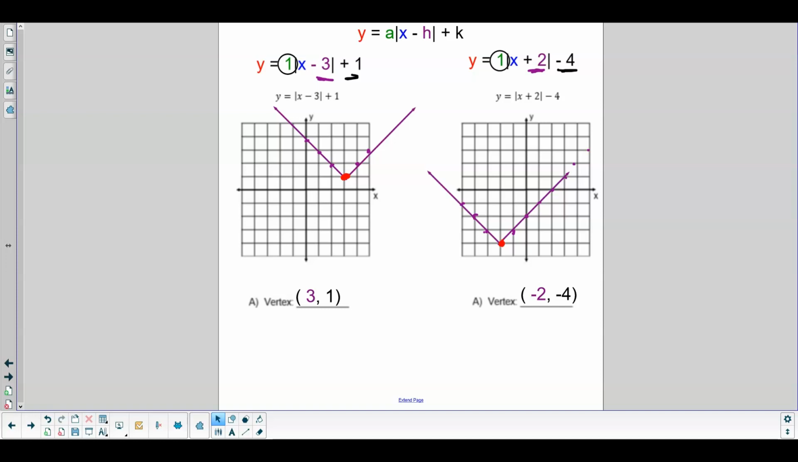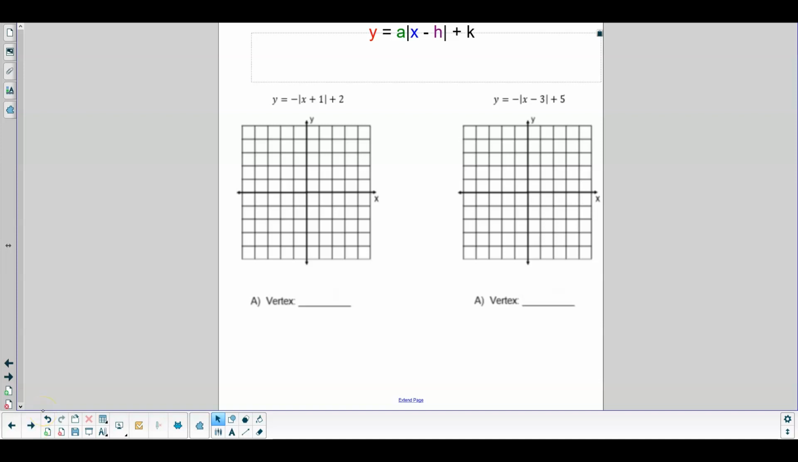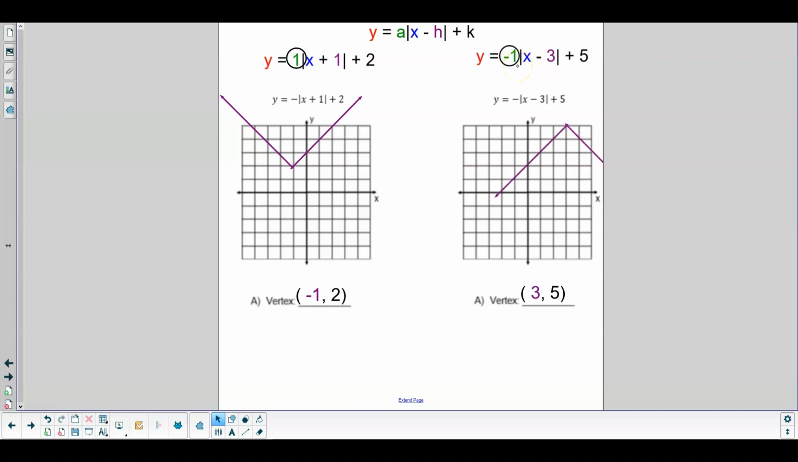Okay. Last ones. Try these on your own and let's see what you get. Okay, hopefully you paused it and you were able to try it on your own. Here's what I have with these two guys. These are where the graphs are. Those are my vertices. And if you have your two graphs facing the correct way, the first one opens up. And notice the vertex is going to be at -1, 2. The opposite of this number, and the same sign as this number.